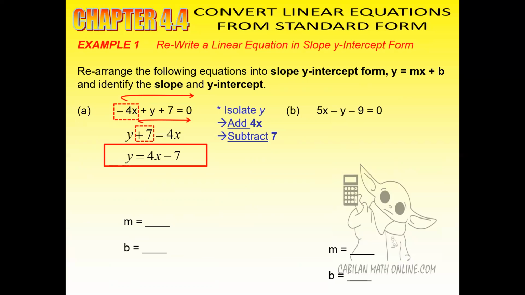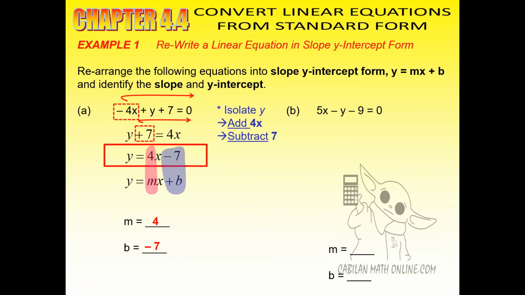Now, for the next step here, we're just going to identify the m and the b, where the m is a slope and the b is a y-intercept. The best way to do that is to line up the m's and the b's. So for example, if you take a look at this one here, the m here is the 4, and the b here is the -7.